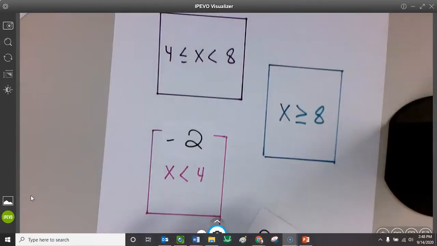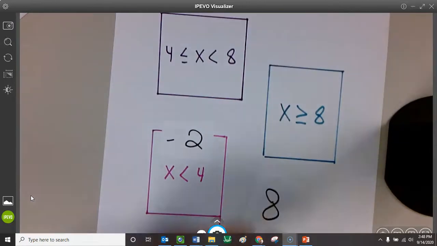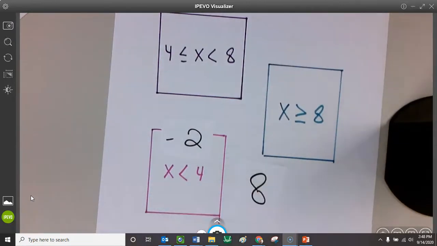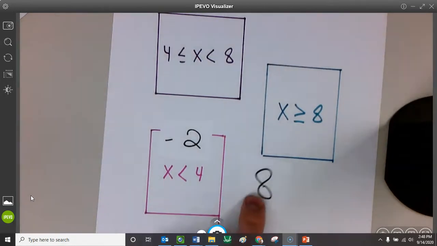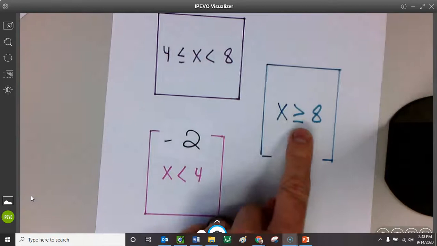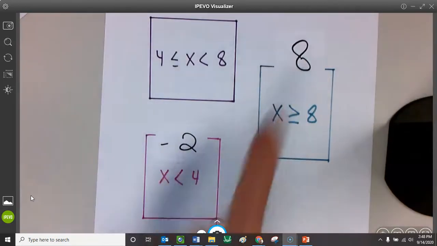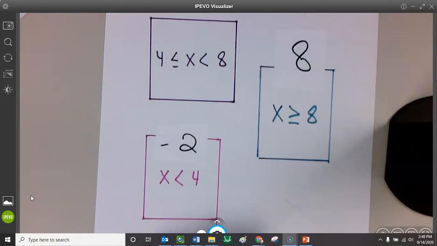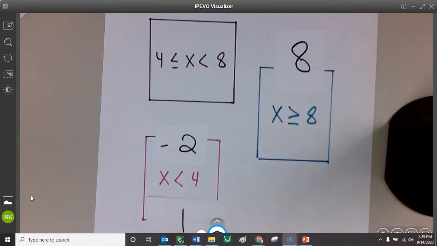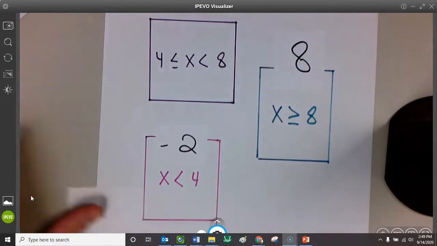Let's try another one. How about 8? Where should 8 go? I can't tell, my 8s are gross looking. Take a look, see what you think. Bam. Greater than or equal to 8. Well, this is 8. That's equal to 8, so it goes in the blue box, the blue bin. How about another one? 1. Where does 1 go? Less than 4. It's definitely less than 4. It goes in the pink bin as well.